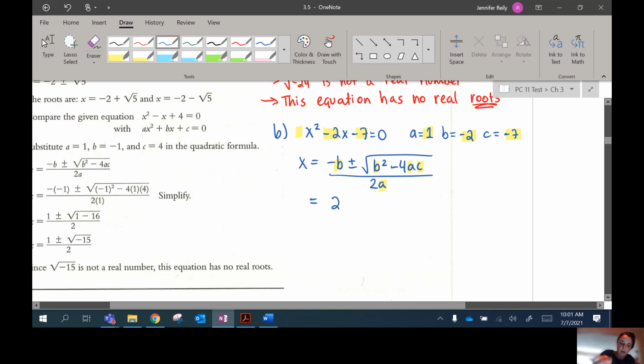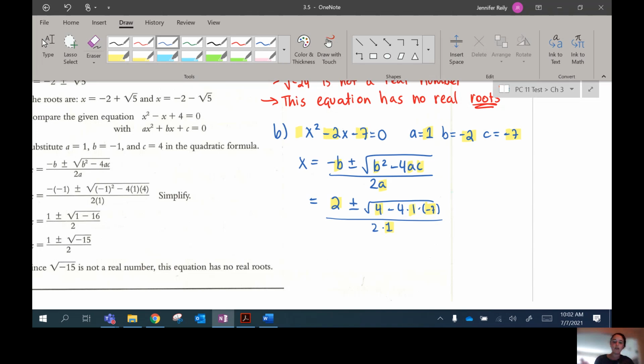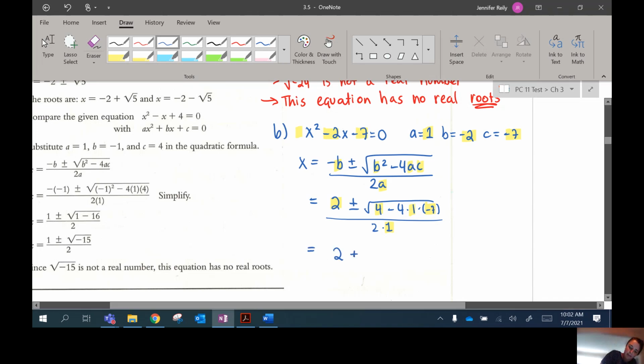-2 is +2. So what -b means is it changes the sign of b. So instead of -2, it'll be +2 there in front. -2 squared would be 4. 4 times 1 times -7 all over 2 times 1. So I just plugged the numbers into the equation, and then we start simplifying. So we're going to make that square root term, we'll actually evaluate it. This time it's going to be positive, 4 plus 28. So it'll be square root of 32 all over 2.